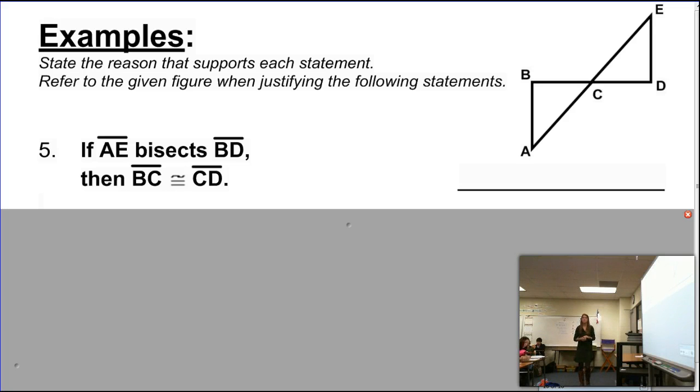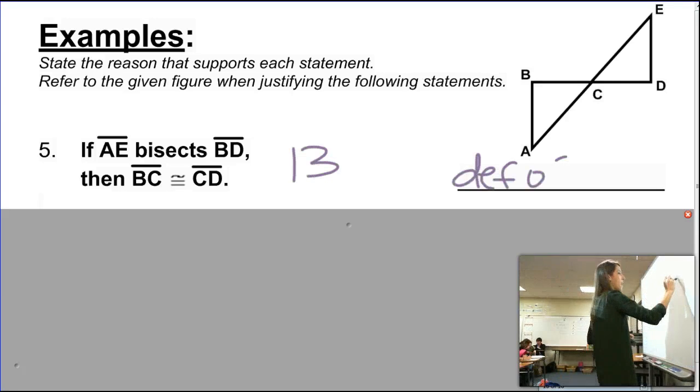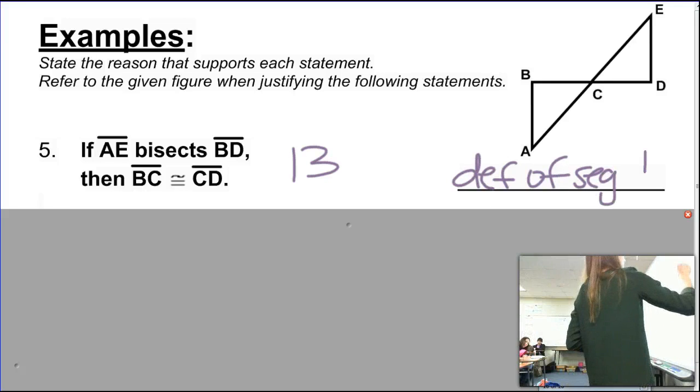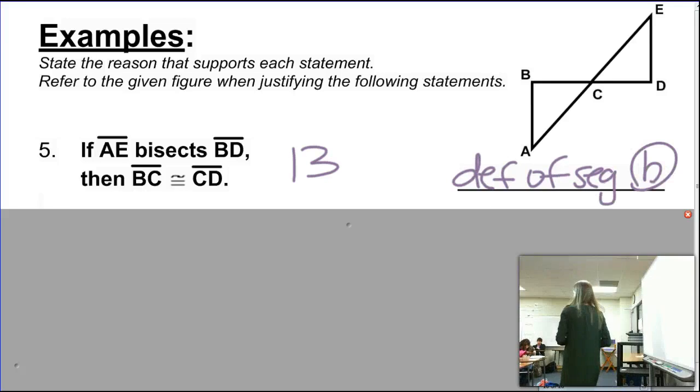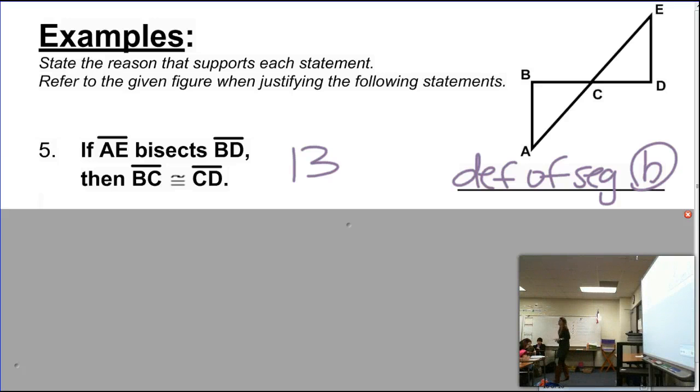Okay, Alyssa, what'd you get? Definition of segment bisector. What number is it for everyone? 13. Definition of segment bisector. That is the answer. This one, the answer wasn't really in the question, but it kind of was.